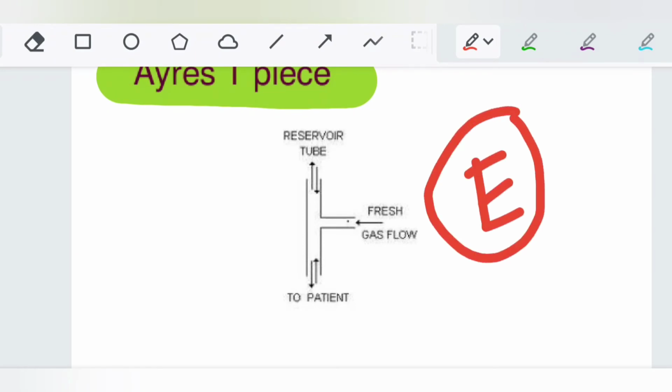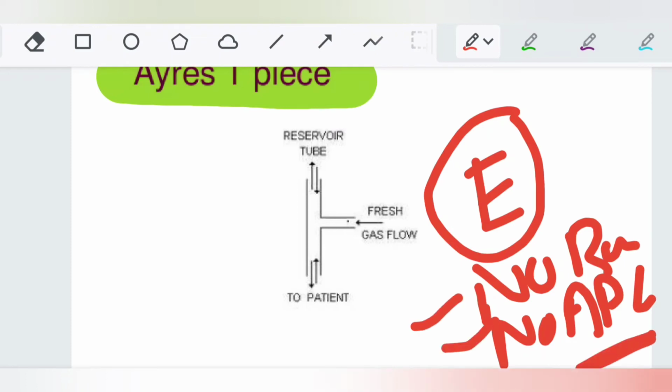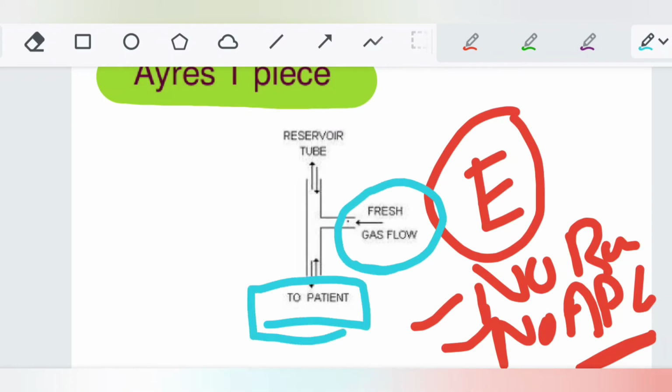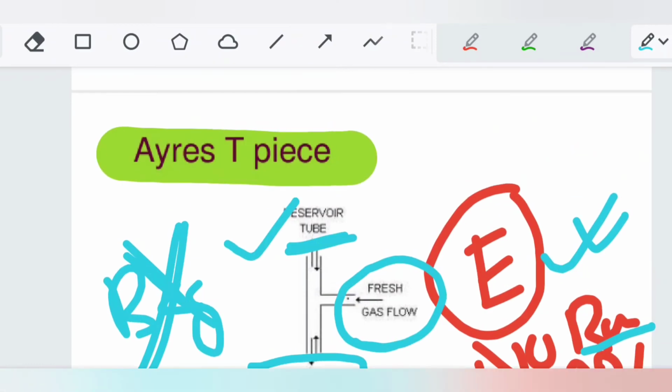It is an example of the Mapleson E circuit, where there is no reservoir bag and no APL valve. Only here we can see that there is fresh gas flow. Here is my patient side, and there may be a reservoir tube, but the reservoir bag is absent. So no reservoir bag, no APL valve. That is my E. Ayre's T-piece is an example of the Mapleson E circuit.